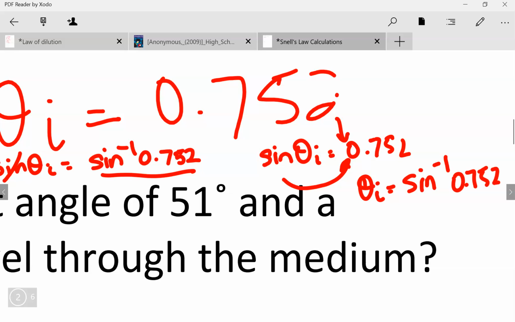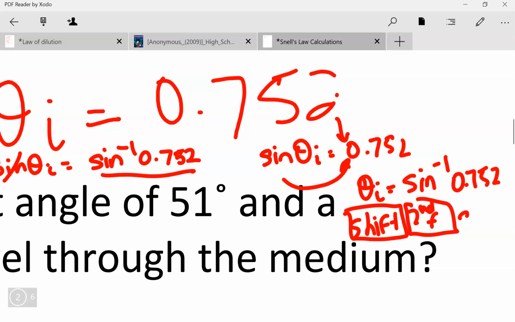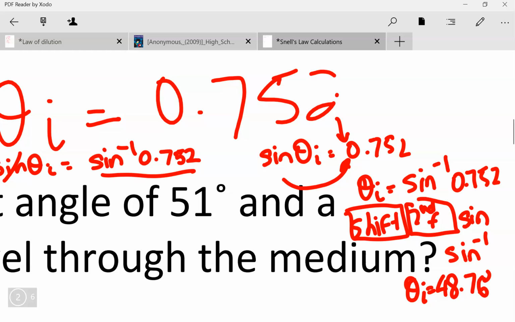Here what you do is usually you press the shift button on your calculator or the second function button, and then you press the sine button, and you'll see a pop-up saying sine inverse. This is how the shift or the second function is usually used to get access to the thing that's written on top of your calculator buttons. So we'll press these buttons, sine inverse, and then you type in 0.752, close the bracket if necessary, and you have theta I equals 48.76 degrees, and this is your angle of incidence.